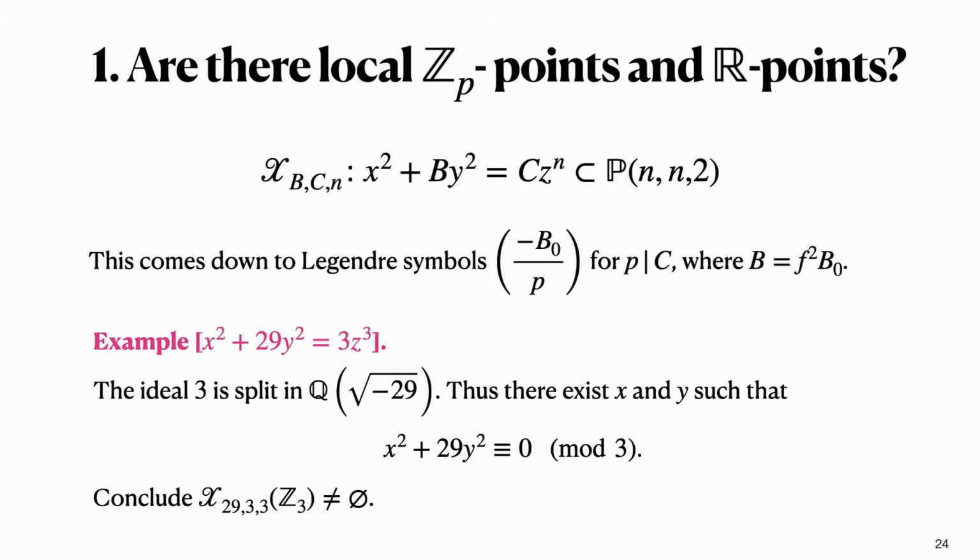So on the other hand, you have a 3. So you're trying to figure out what's the behavior of 3 in that number field. 3 is split in the number field. So you know that there exists x and y such that x squared plus 29y squared equals 0. And that gives you a non-trivial p-adic point, 3-adic point on this curve.